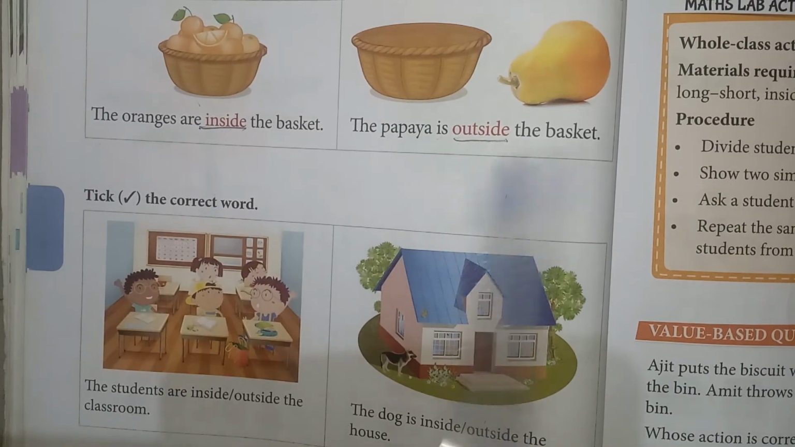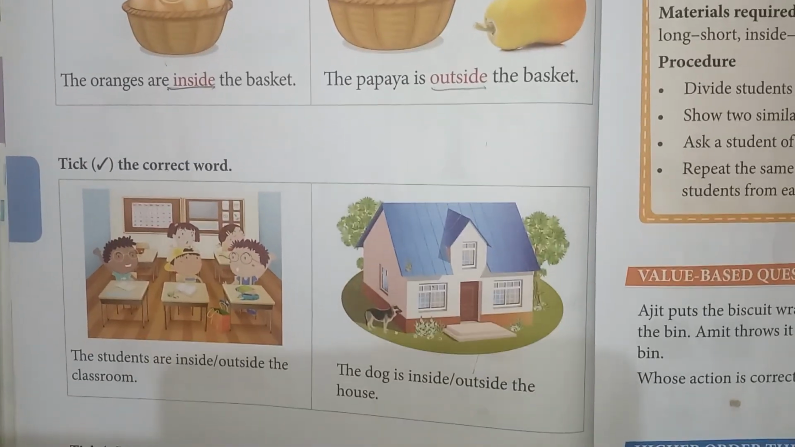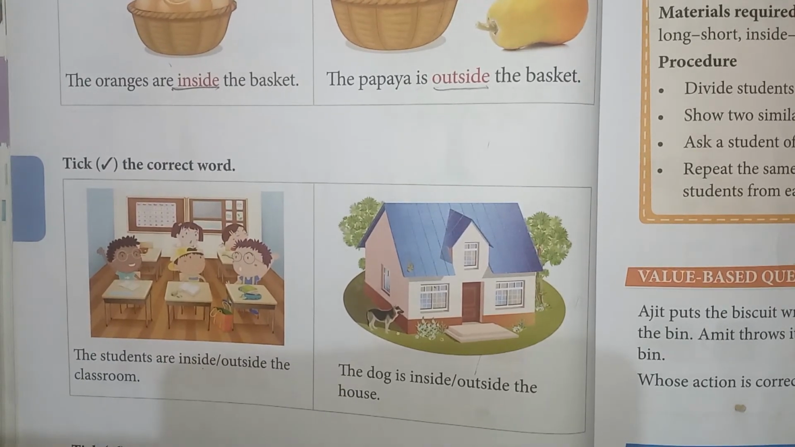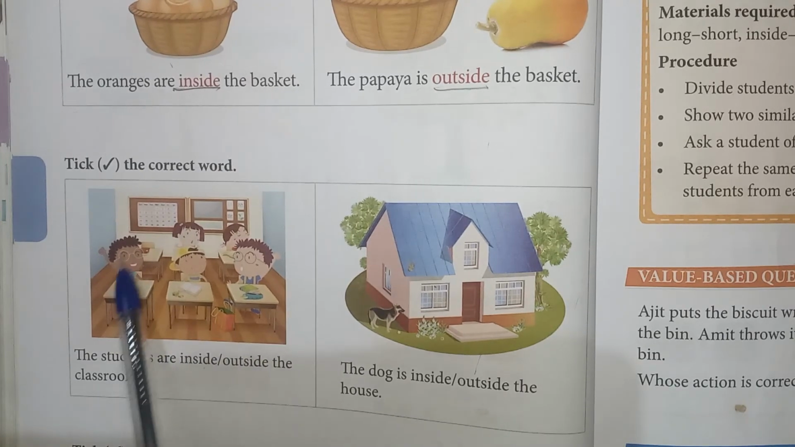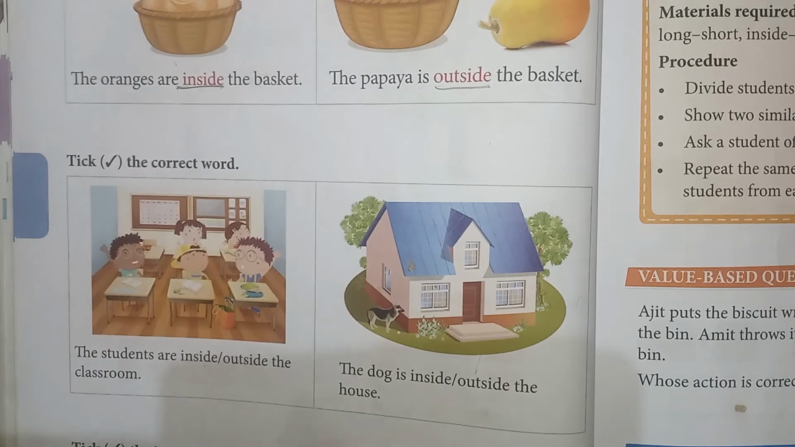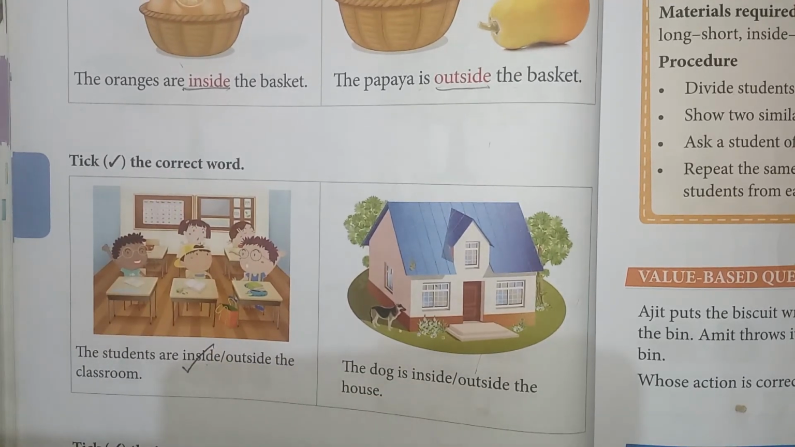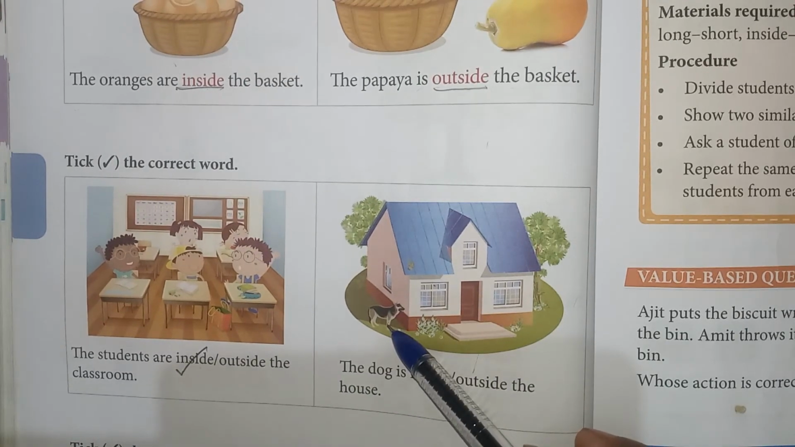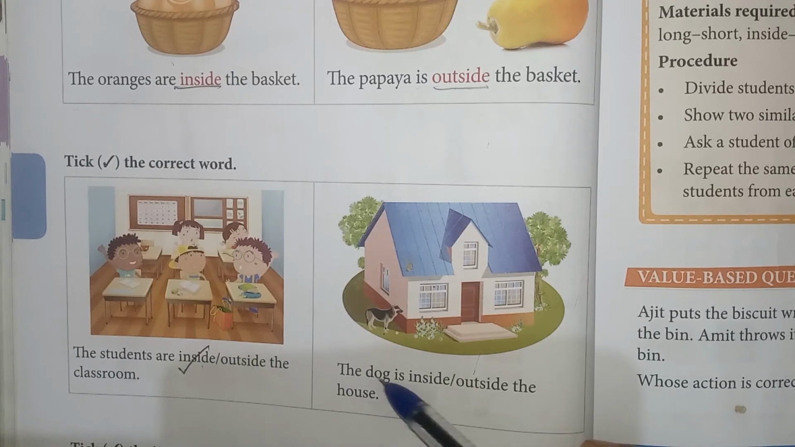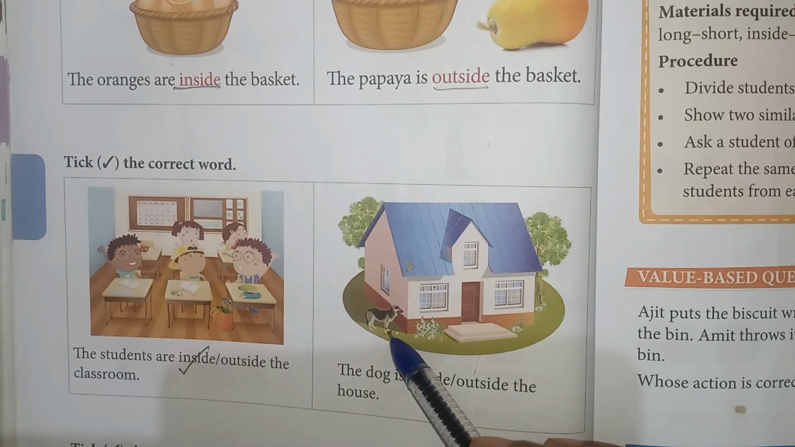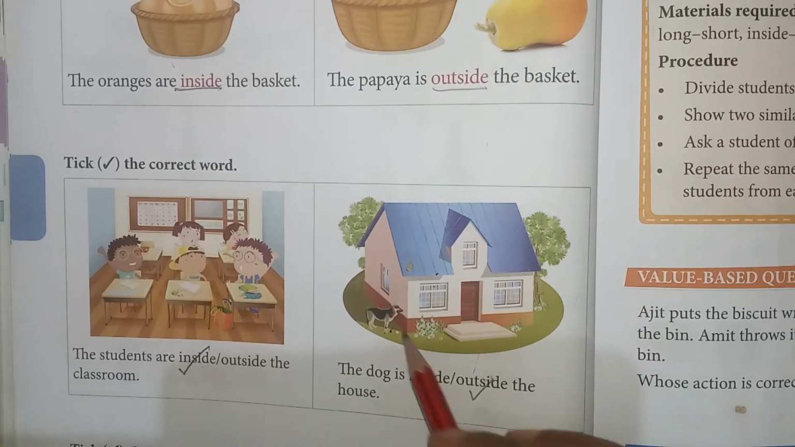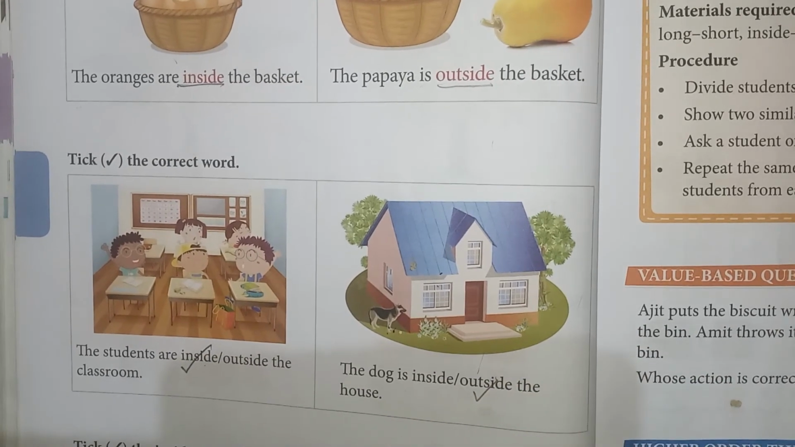tick the correct word. We have to tick the correct word here. Yes. The students are inside, outside the classroom. Where are those students? The students are inside the classroom. So we have to tick it here. Yes. Now next, the dog. Here you can see the picture of a dog. The dog is inside, outside the house. Where is the dog? Is he inside or outside? He is outside. The dog is outside the house. Yes.